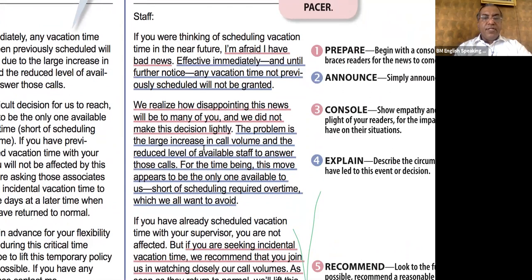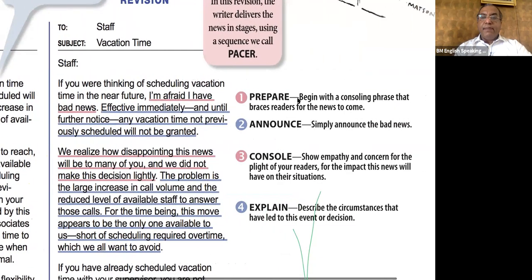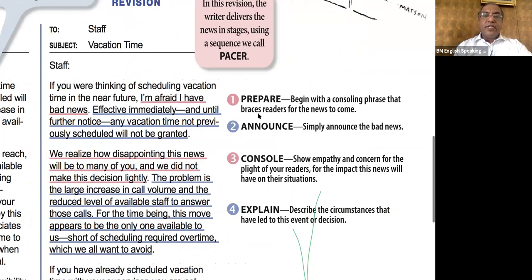The problem is the large increase in call volume and the reduced level of available staff to answer those calls. So, if you see in the first paragraph, first of all, the manager is preparing. Begin with a consoling phrase that braces readers for the news to come. Then, in the next phase, simply announce the bad news. Any vacation time not previously scheduled will not be granted. So it is like that. First preparing for the bad news and then delivering the bad news.